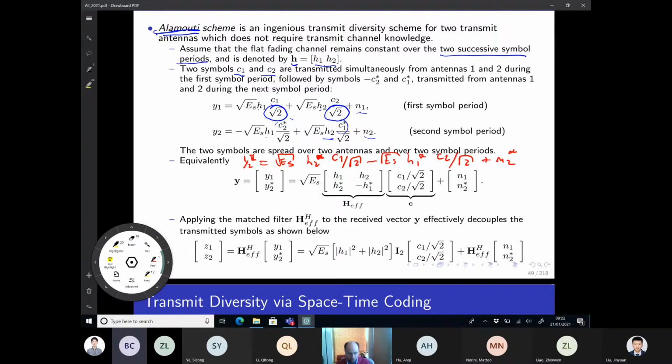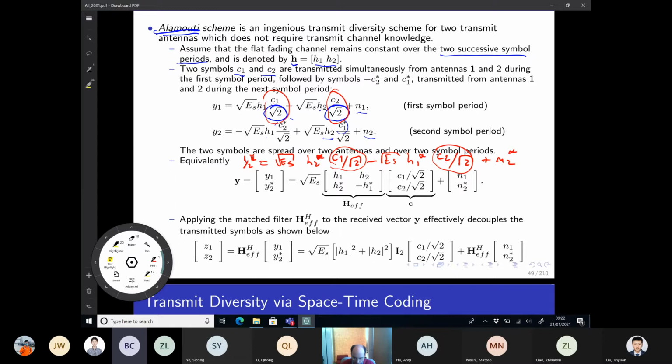And now what I see is that I have two observations and two transmitted symbols. I have C1 and C2 here, and here I also had C1 and C2. So I can write this in a matrix form. You have two inputs and two outputs. My two outputs are Y1 and Y2 conjugate. My two inputs are C1 and C2. Now I can write my effective channel matrix here.